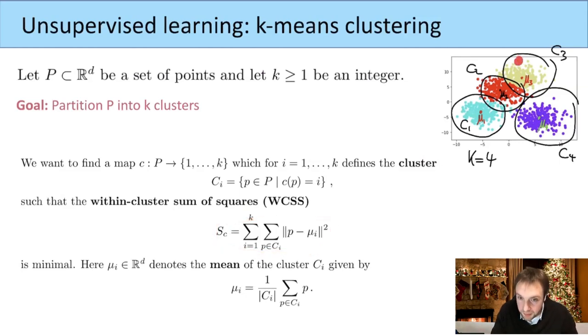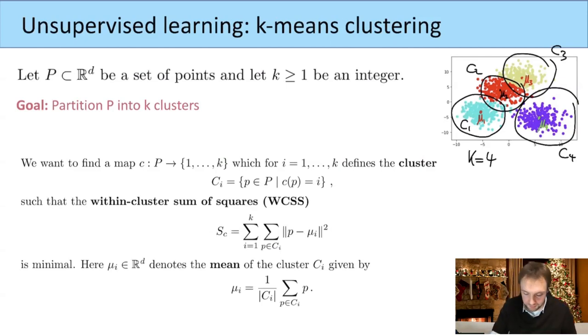Because if this point here would be in cluster C4, then in the sum, this distance here would appear, and this would make this sum big. So if we can minimize this, this really corresponds to this picture here, because here the teal points have the shortest distance to this mean, and the red points to this one.